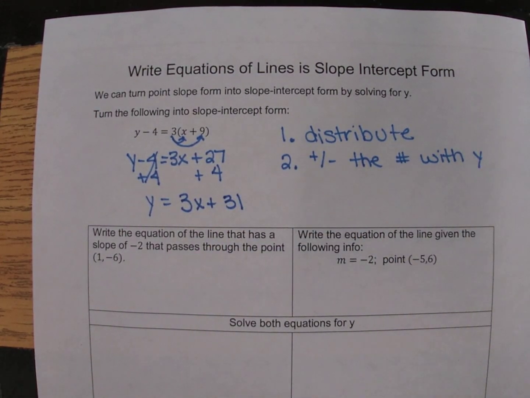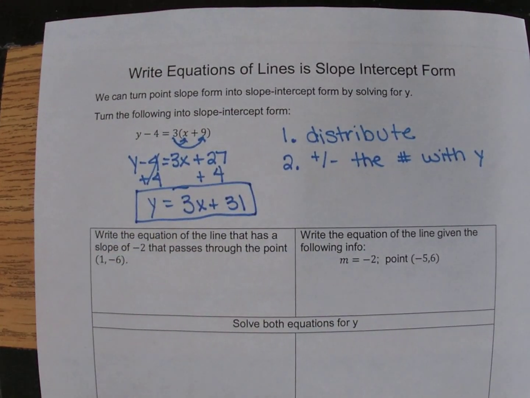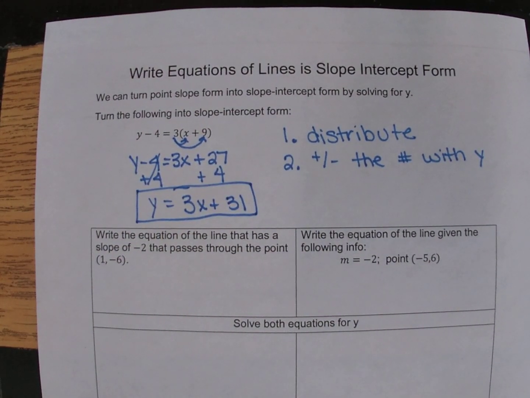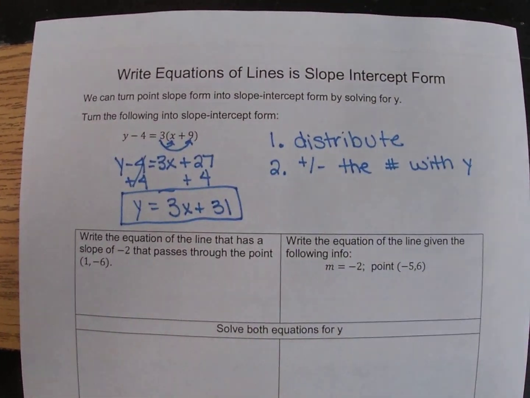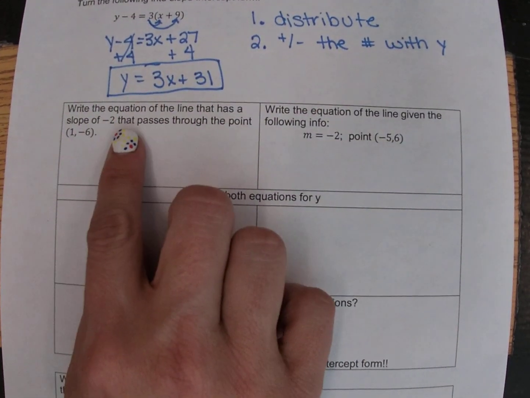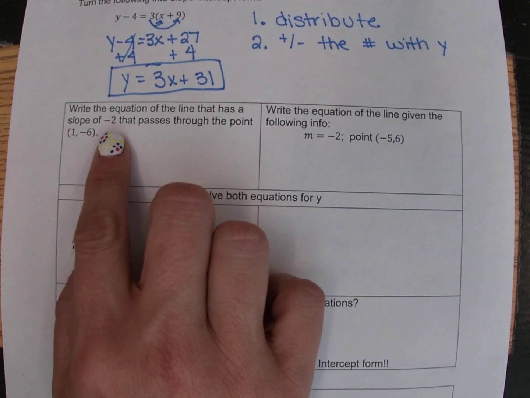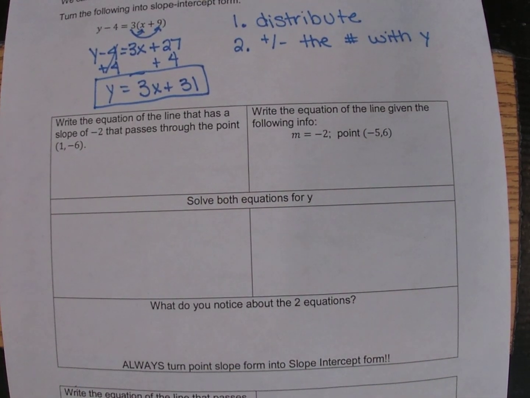Now we have something in slope-intercept form. And often the question is, why are we even doing that? What's the point? There is a really important reason why we do this, so that's what we're going to look at next. We're going to write the equation of a line that has a slope of -2 and passes through the point 1 comma -6, just plugging this into point-slope form.